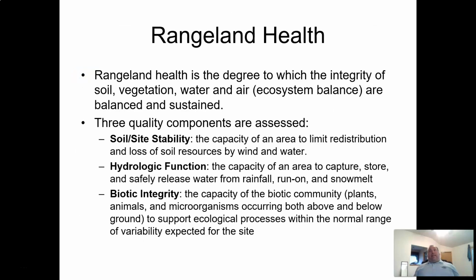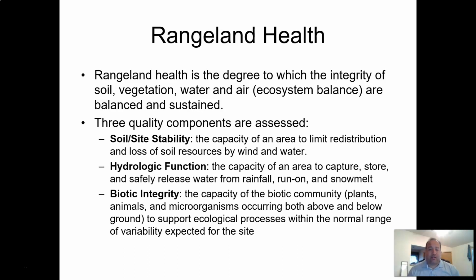When we're looking at the health of our rangeland, health is different than productivity, because with productivity we're looking at what we're getting off of the rangeland, whereas with health we're looking more at the function of the rangeland. Is the system okay? Is it doing what it needs to be? Is it functioning in the proper ways? And we're going to focus on three areas that really provide that ecosystem balance.